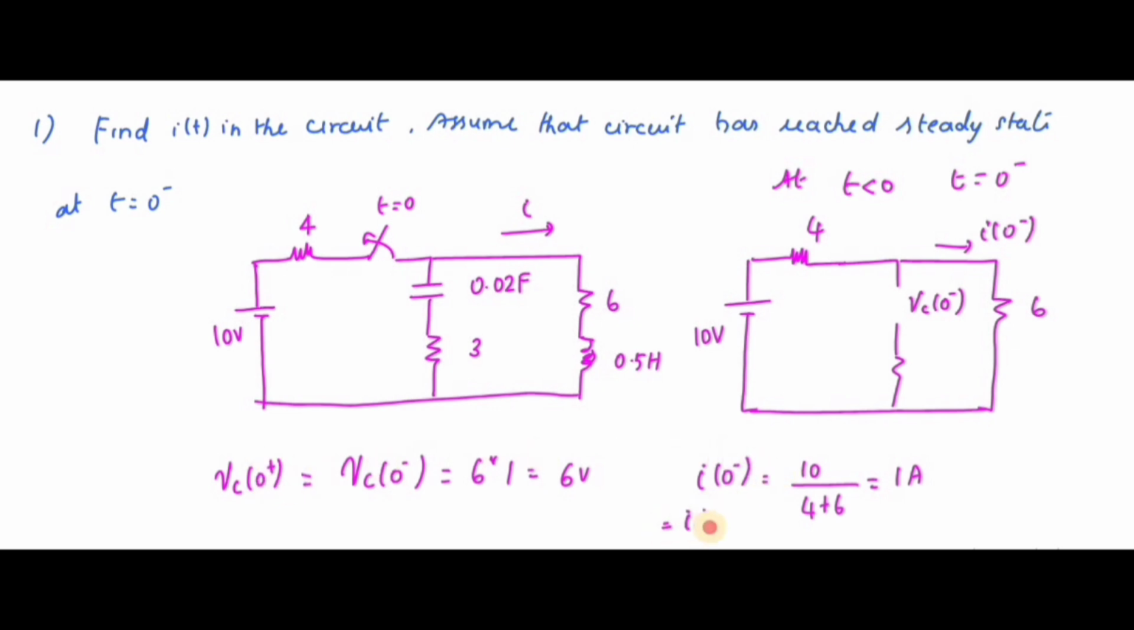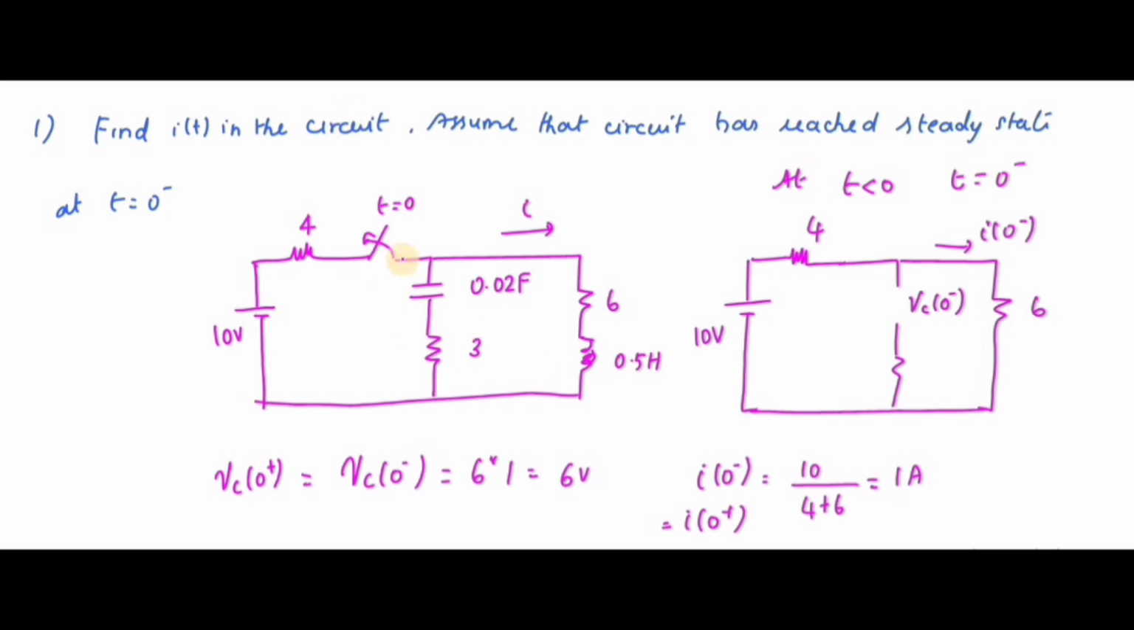So this is also v_C of 0 plus, since there won't be an abrupt change in the current in the inductor and the voltage in the capacitor. This is at t equal to 0 minus. Now at t equal to 0, you can see the switch is open circuit. If this is open circuit, the 10 volt source is entirely disconnected from the circuit, so the circuit will look like this.